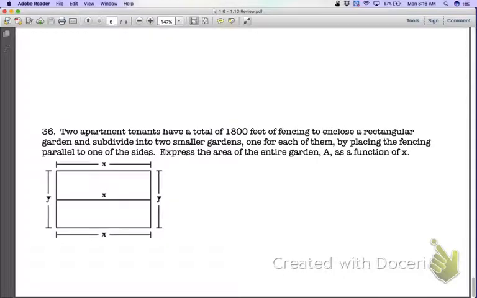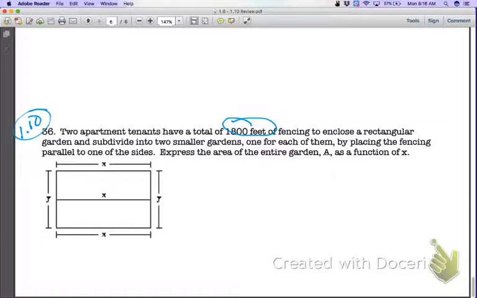All right. So 36 comes from section, if you are grouping it, 1.10. So the writing functions, basically modeling. So it says the two apartment tenants have a total of 1,800 feet of fencing to enclose a rectangular garden and subdivide into two smaller gardens.